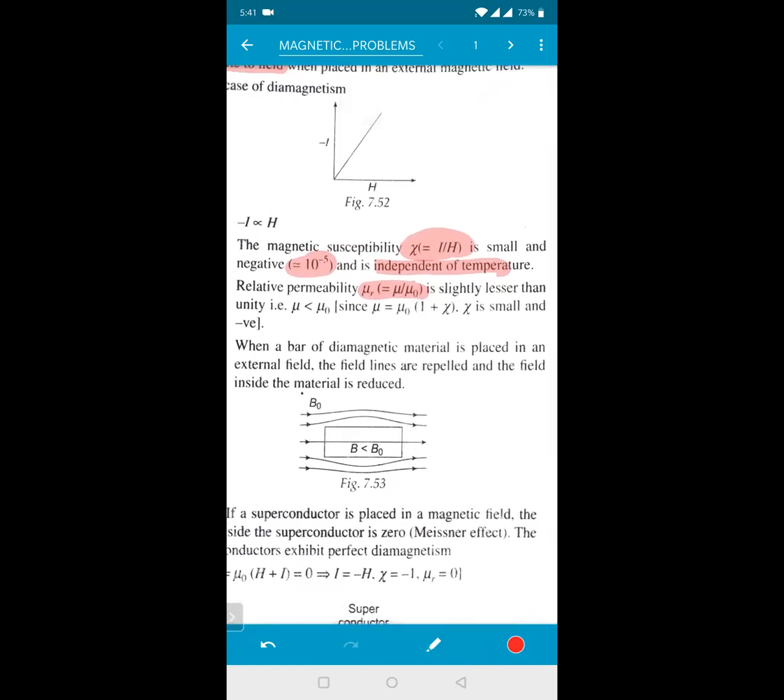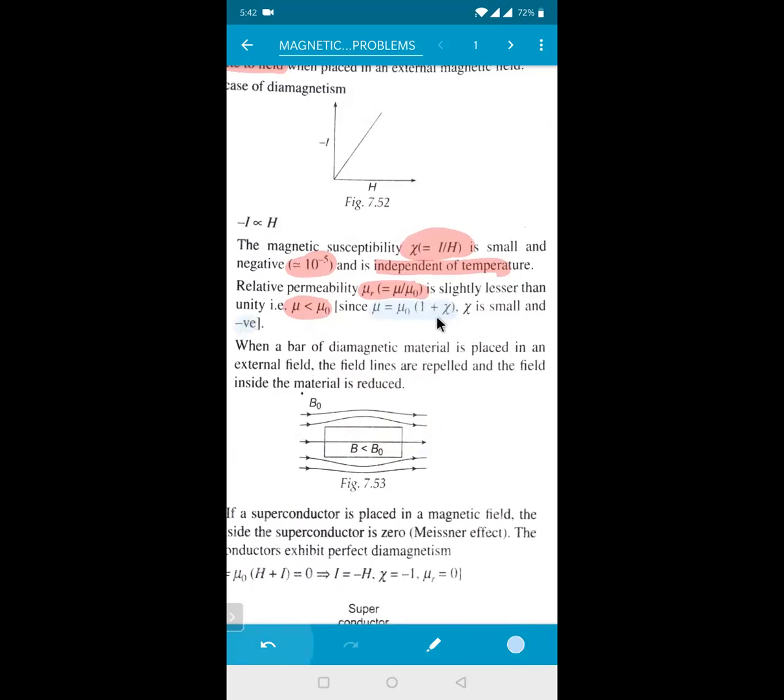Relative permeability is the ratio of mu by mu naught. Mu is the permeability of the medium, and mu naught is the permeability of vacuum or free space. It is slightly lesser than unity because mu is lesser than mu naught. We already know the value of mu: mu equals mu naught into (1 plus chi), where chi is small and always negative.